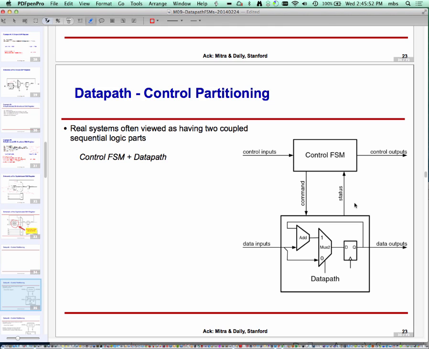So this overall stuff, this is my entire sequential system. Okay, so it has control inputs, data inputs. Those are the inputs. It has control output, data output. Those are the outputs. Internally, we made it as a controller and a data path, and those two talk to each other using some signals they are exchanging.